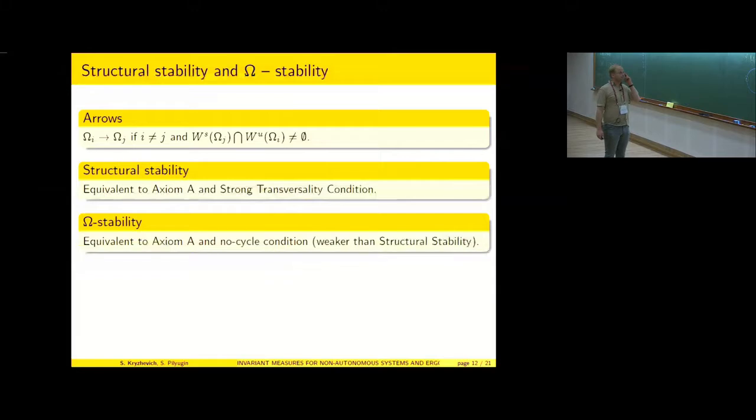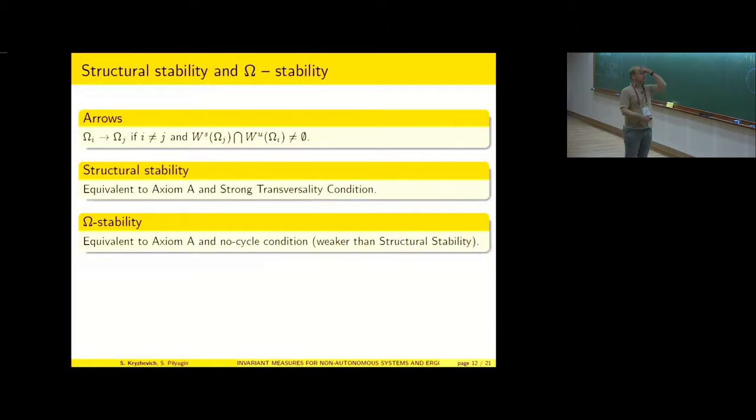The last classic part of my talk is the following. We say that a diffeomorphism is structurally stable if any small C1 perturbation of this diffeomorphism is topologically equivalent to the diffeomorphism itself. It is well known that structural stability is equivalent to axiom A plus the so-called strong transversality condition, which means that these intersections are all transverse. And omega stability, which means structural stability for the restriction on the set of non-wandering points, is implied by a weaker condition, that is axiom A and the so-called no-cycle condition.